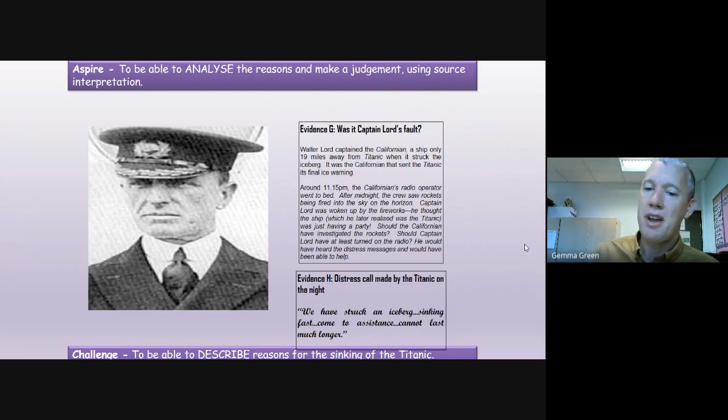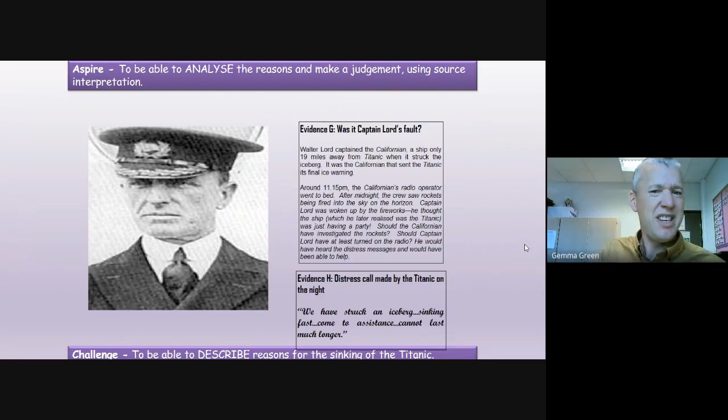Captain Lord, though, was woken up by the fireworks, and he thought the ship, which he obviously later realised was the Titanic, was just having a party. They were just having sort of fun. It was on the maiden voyage. They thought they were just having a party. Firing rockets into the air was part of it, was the captain's doing to entertain the people on board.